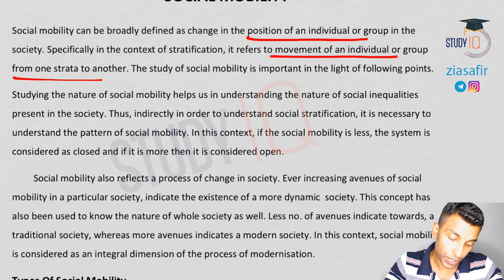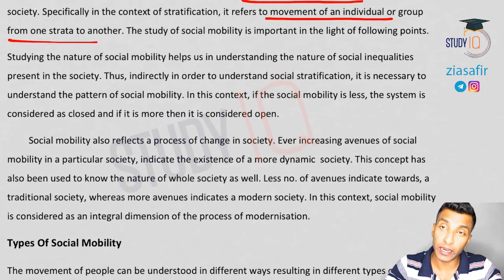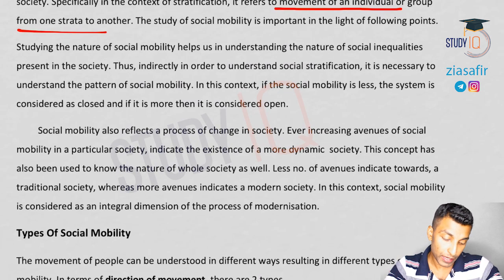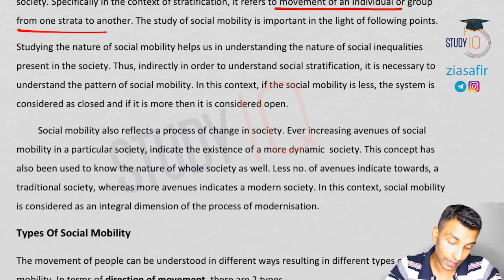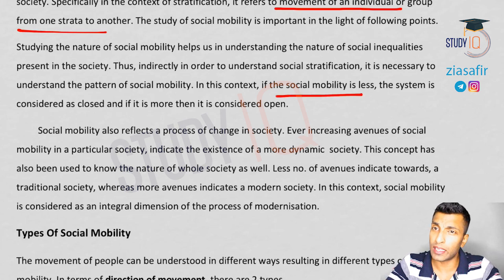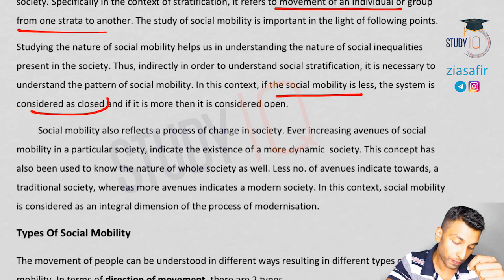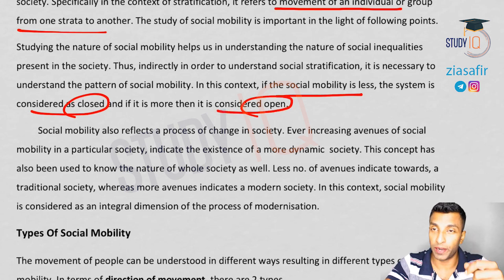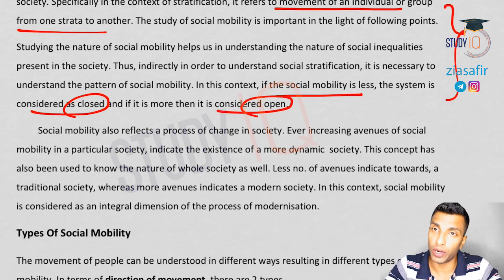The study of social mobility is important in the light of the following points. Studying the nature of social mobility helps us in understanding the nature of social inequalities present in society. Thus, indirectly, in order to understand social stratification, it is necessary to understand the pattern of social mobility. In this context, if the social mobility is less, what does that mean? It is a closed system, like the caste system. And if the mobility avenues are more, it is considered as open. So I hope this paragraph you understood.